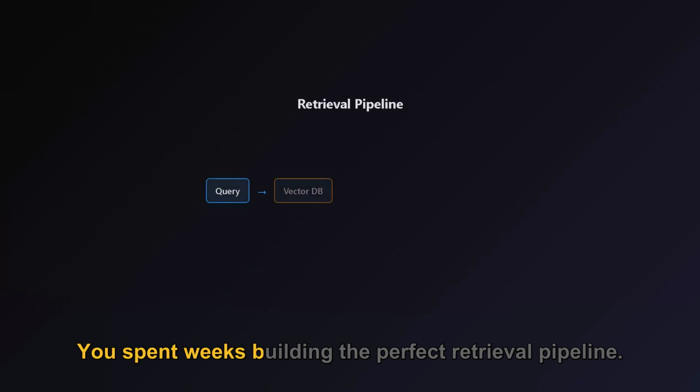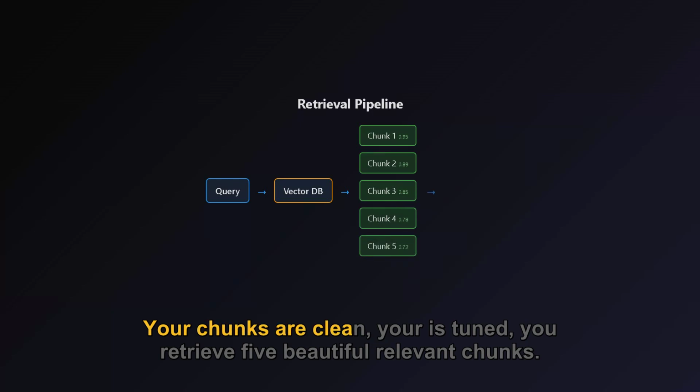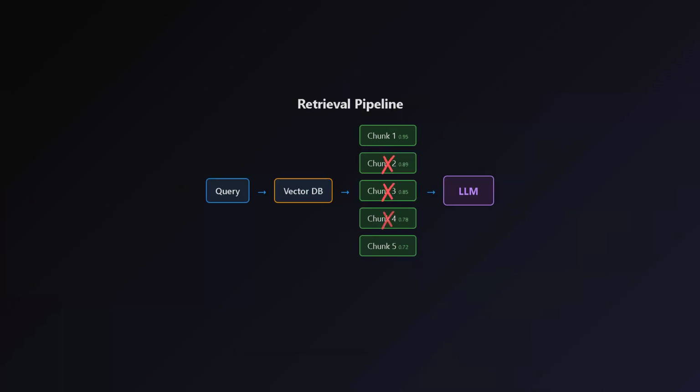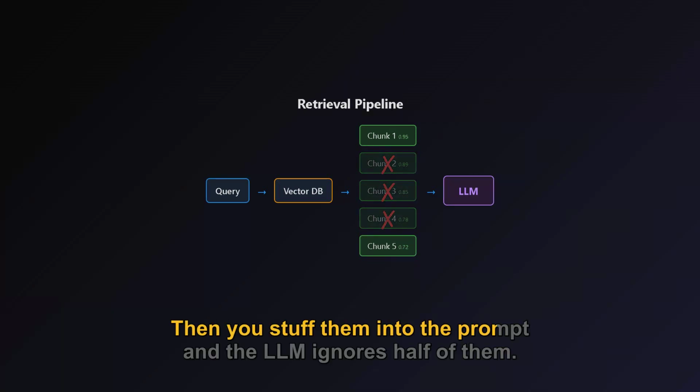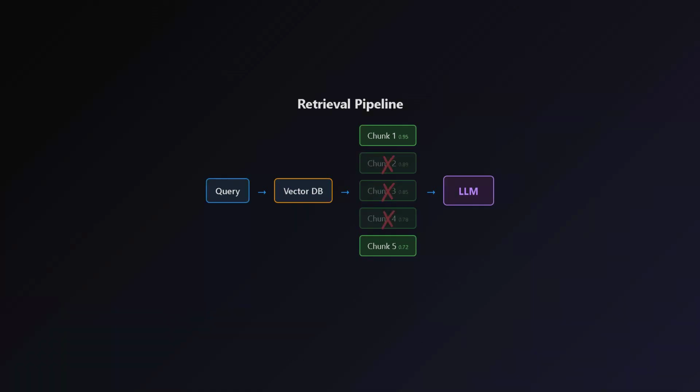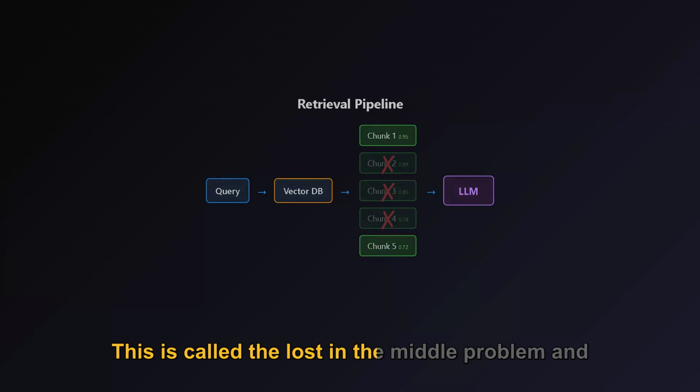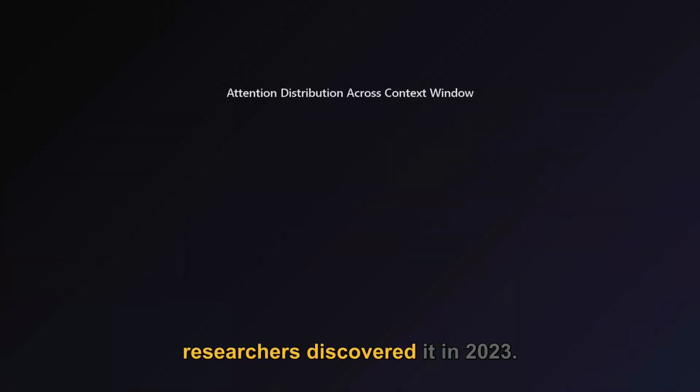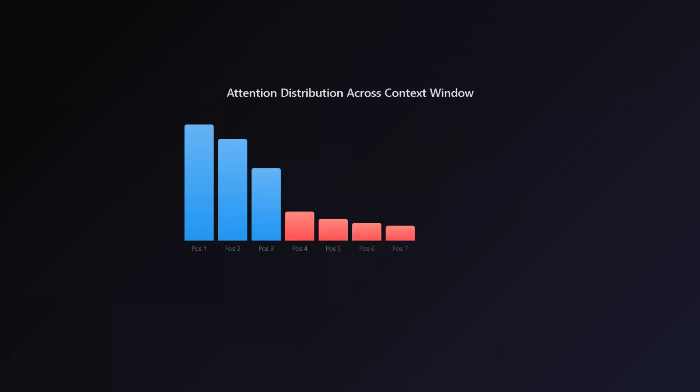You spent weeks building the perfect retrieval pipeline. Your chunks are clean, your embeddings are tuned, you retrieve 5 beautiful, relevant chunks. Then you stuff them into the prompt and the LLM ignores half of them. Sound familiar? This is called the lost-in-the-middle problem, and researchers discovered it in 2023.